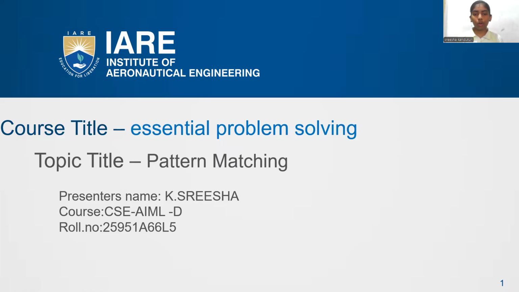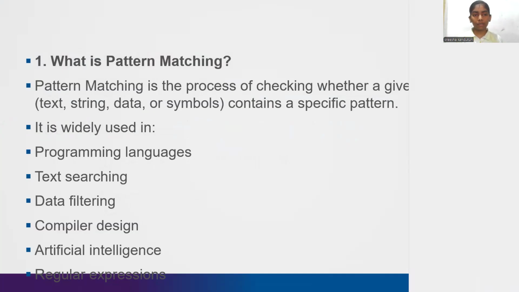Today my EPS topic is pattern matching. So what is pattern matching? Pattern matching is the process of checking whether a given text string, data or symbols contain a specific pattern. It is widely used in programming languages, text searching, data filtering, compiler design, artificial intelligence, and regular expressions. So, let us move on one by one.